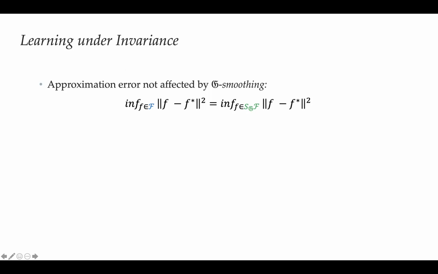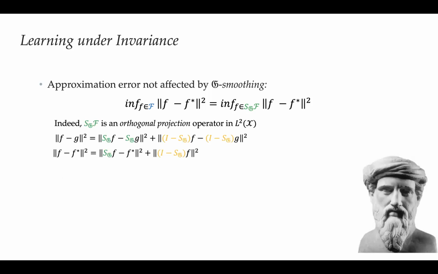And why is that? The proof is one of those results where the proof is one line. The main observation here is that the smoothing of a function is an orthogonal projection. If I look at this operator that is acting on hypotheses, it is an orthogonal projection. So in other words, I can take any error I make in the prediction and decompose it into the error I make on the image of this operator plus the error I make on the orthogonal complement.